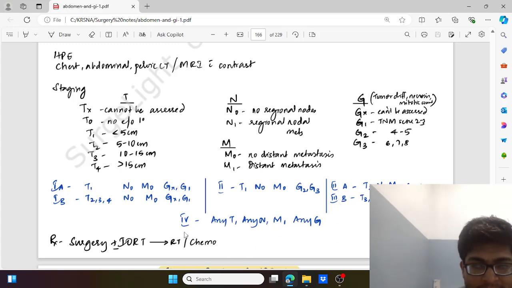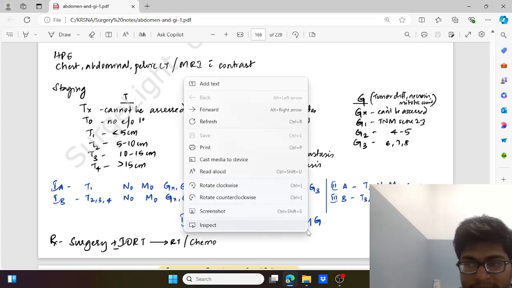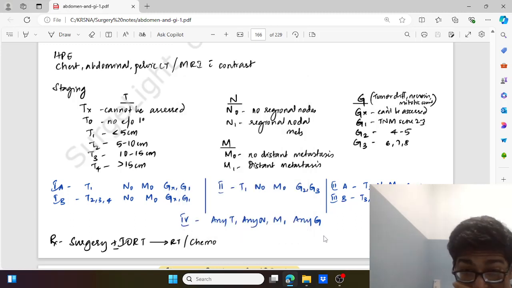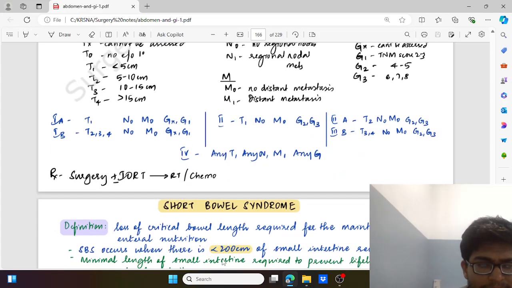And lastly, either it is M1 or it is nodal spread. So that will result in stage 4 tumor. And treatment is surgical excision followed by intraop radiotherapy if needed, and followed by radiotherapy and chemotherapy.